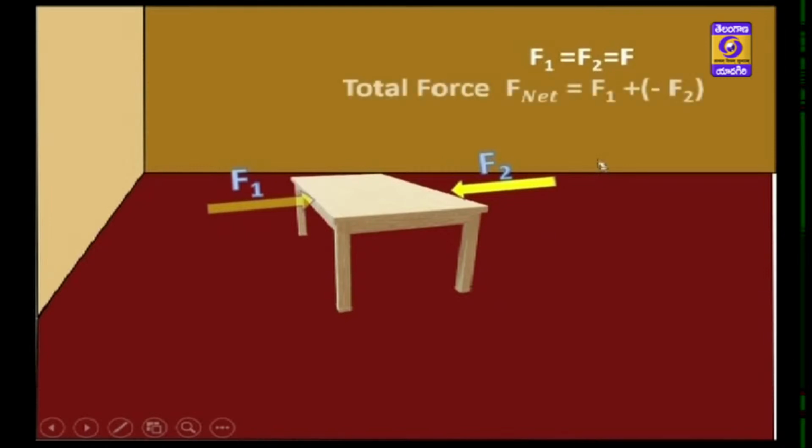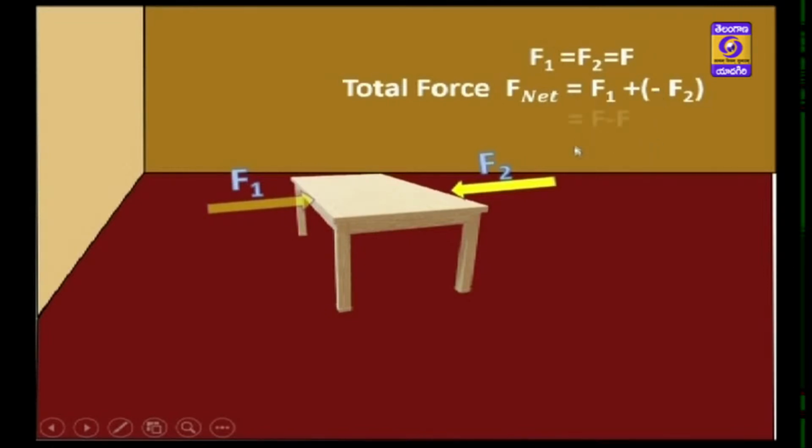The total force on this table, say the net force F net, is equal to F1 plus F2. But why am I writing a negative symbol here? Why am I taking the second force with a negative symbol? Because this force is opposite to the first force, F1. So that's why I have taken the negative symbol here.